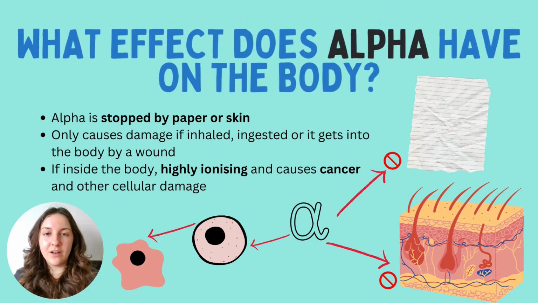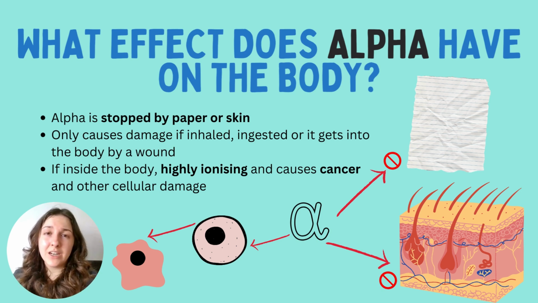So what effect does alpha have on the body? Now, we know from a previous video of mine that alpha is stopped by paper and by skin, so it can't just get into our body in any way it likes. It can only get in if we inhaled alpha or ingested it, or it got in through an open wound. And if it did get into our body through those mechanisms, it would cause cellular damage. It would also cause mutations in our DNA and damage our DNA in that way, leading to things such as cancer. So it's highly problematic.